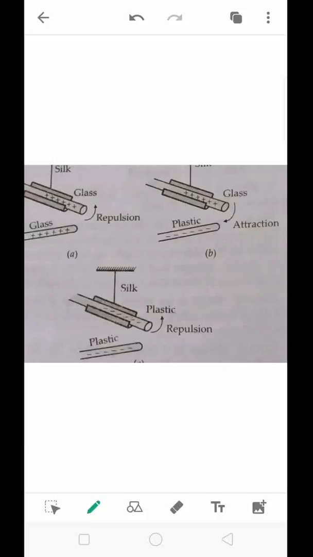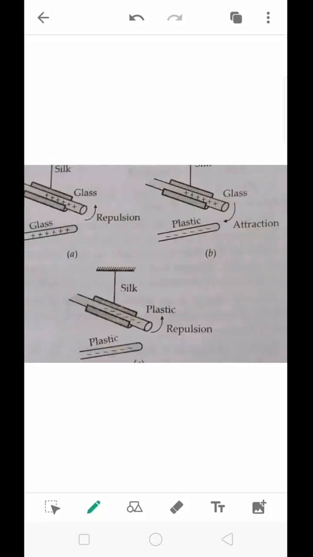Now, let us see the third case. Rub a plastic rod with wool and suspend it from the support, a silk thread. The plastic rod which was hung has a negative charge. Bring another similarly charged plastic rod near it. There will be a repulsion between these two rods.